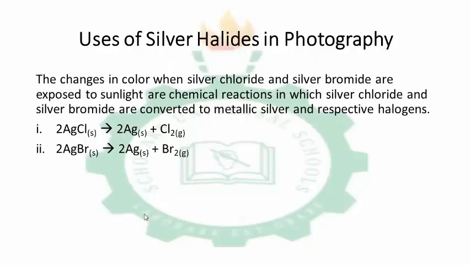Now to their uses. The changes in color when silver chloride and silver bromide are exposed to sunlight are chemical reactions in which the silver chloride and the silver bromide are converted to metallic silver and the respective halogen. Silver chloride when exposed to sunlight forms metallic silver and liberates chlorine gas. And also silver bromide when exposed to sunlight forms silver metal and liberates bromine gas.